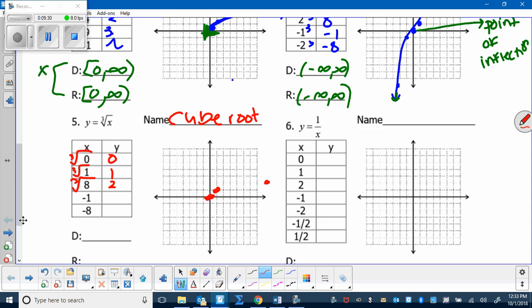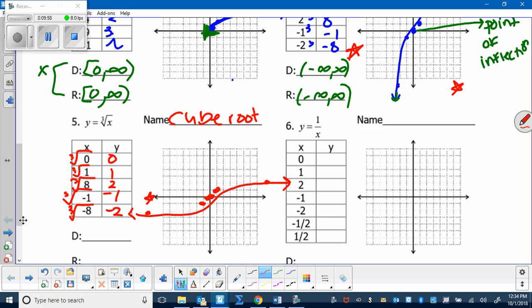Now you can take the cube root of a negative, just like you can cube a negative up here. You can totally take the cube root of negative 1. The cube root of negative 1 is negative 1. And the cube root of negative 8 is negative 2. So out here, your graph looks very similar to the cubic function. It's just on its side.